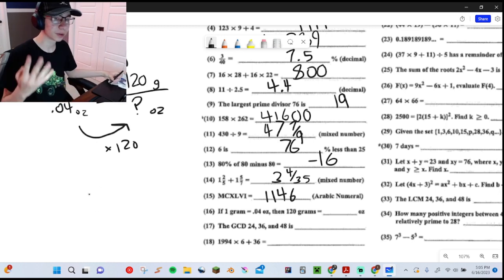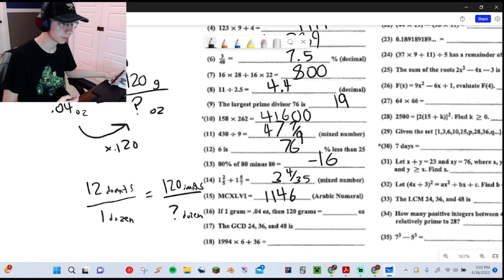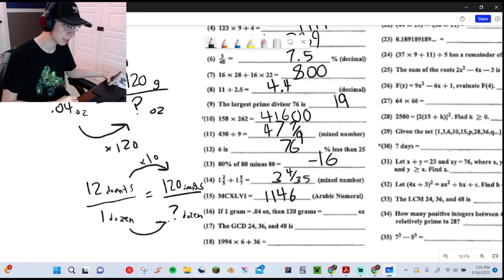Like, for something you're more familiar with, let's say I have 12 donuts is 1 dozen. Then how many dozen is 120 donuts? Well, if I have to multiply by a factor of 10 to get from 12 donuts to 120, I gotta do the same for the dozen. So I'd have 10 dozen donuts. And this ratio should stay the same. 12 to 1, 120 to 10, same as 12 to 1.